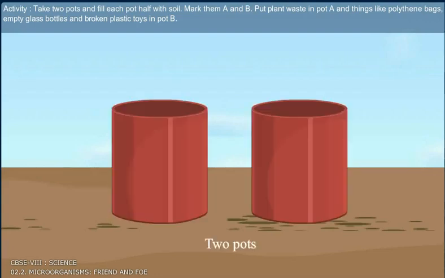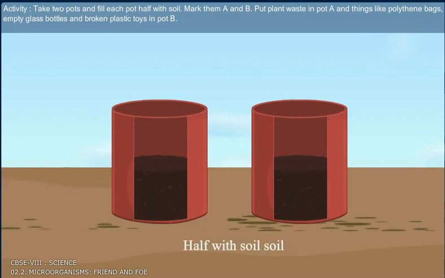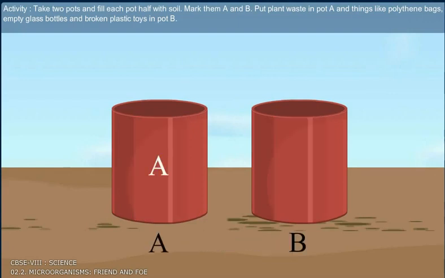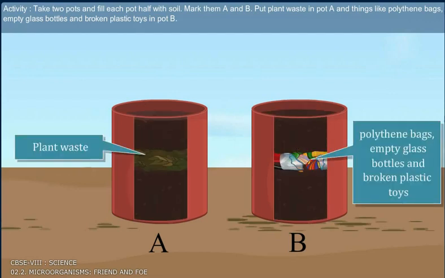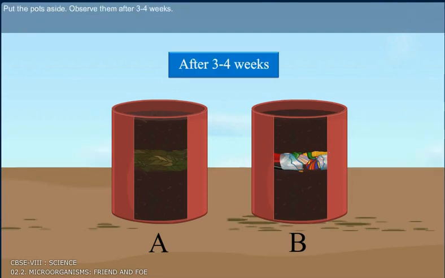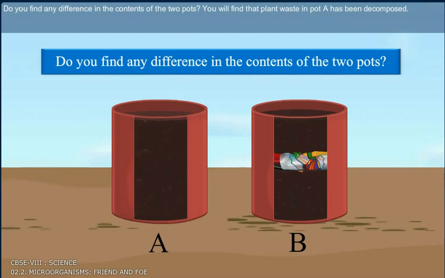Activity. Take 2 pots and fill each pot half with soil. Mark them A and B. Put plant waste in pot A and things like polythene bags, empty glasses, bottles and broken plastic toys in pot B. Put the pots aside. Observe them after 3-4 weeks. Do you find any difference in the contents of the 2 pots?